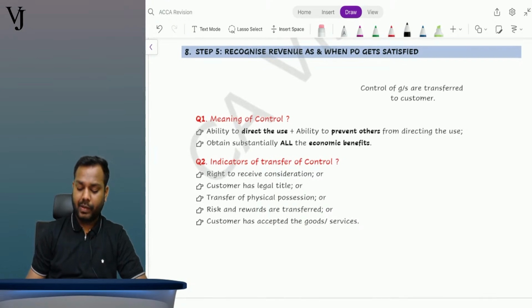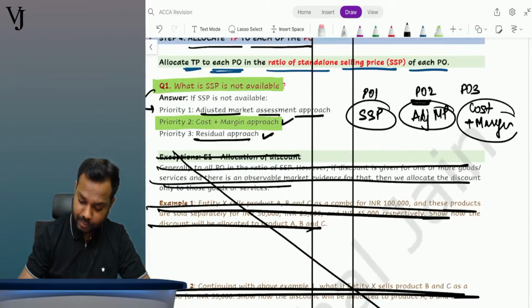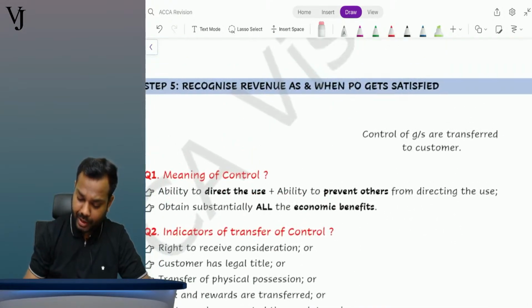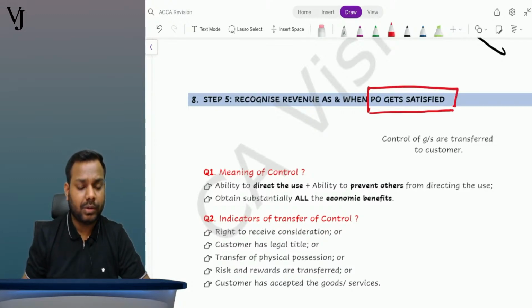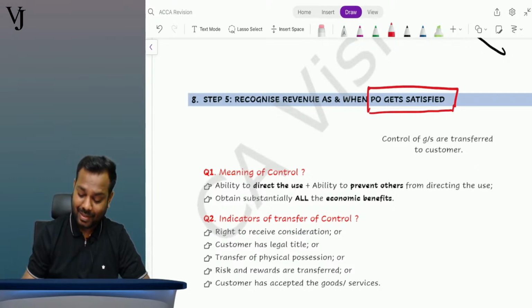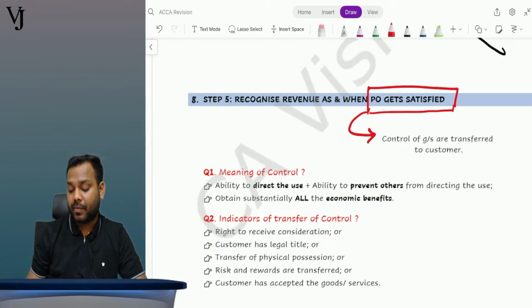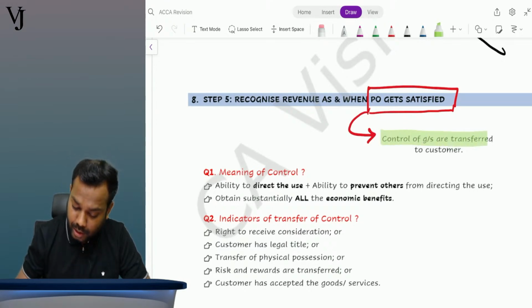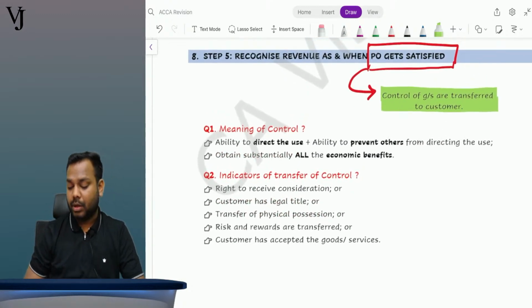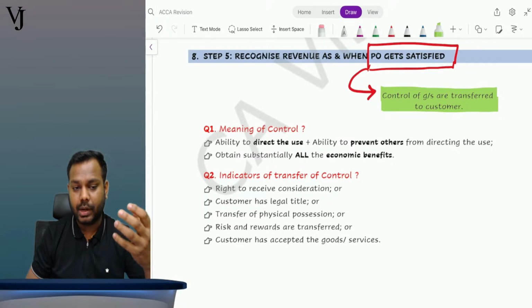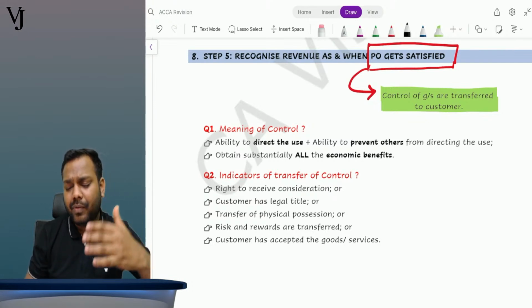Now, step number 5 is when do we recognize revenue? When the performance obligation is satisfied. Now, we will identify that the performance obligation gets satisfied in the cases when the control of the goods or services is transferred to the customer. When the control is transferred, we understand that the performance obligation gets satisfied, and then we have to recognize the revenue.